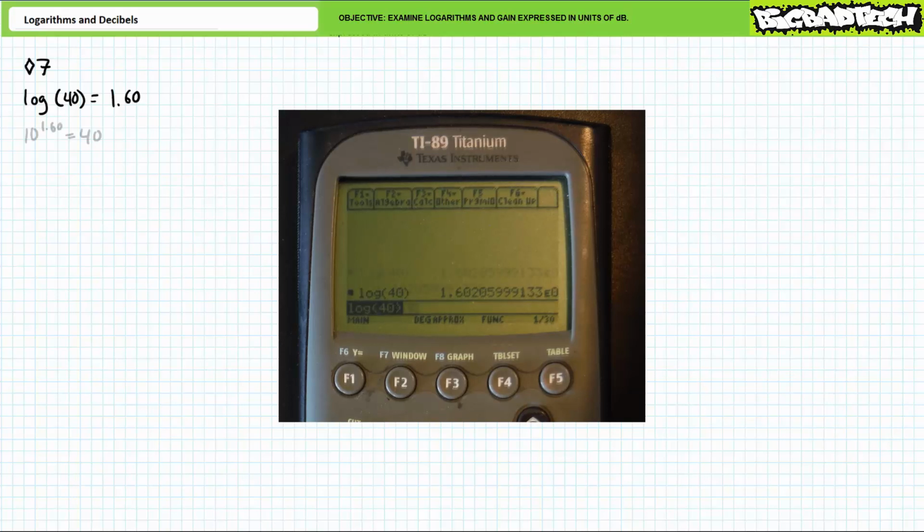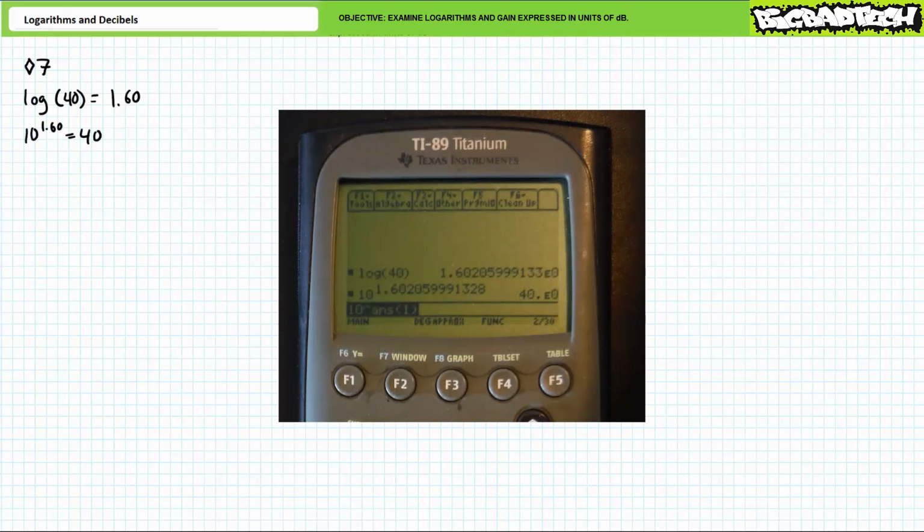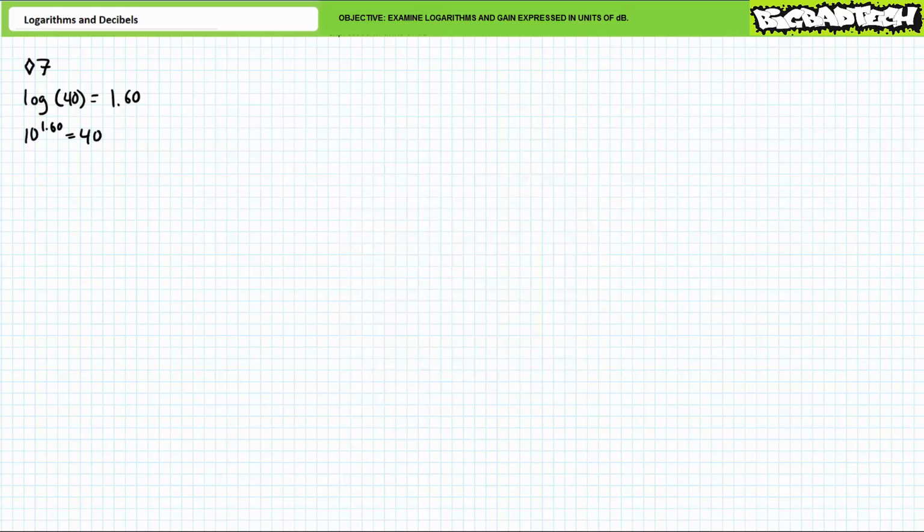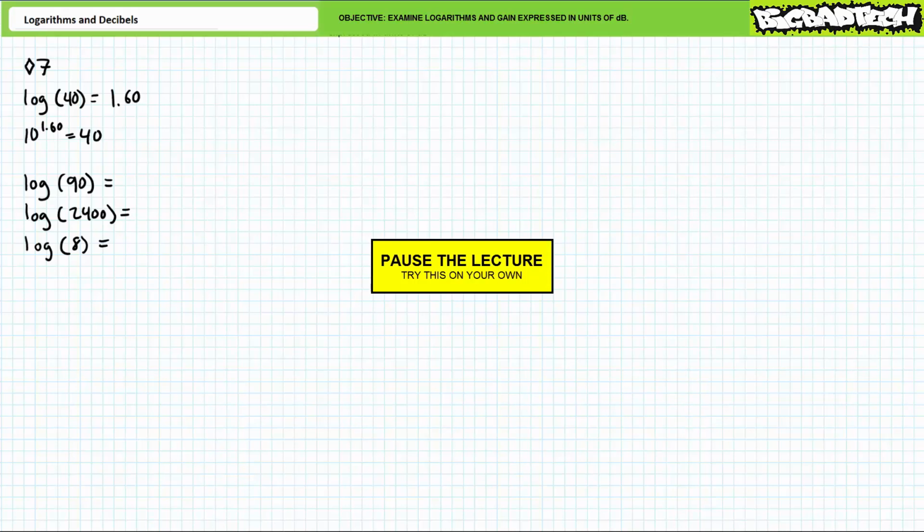Let's check our work. 10 raised to the power of 1.6 is indeed 40. Oh my gosh, it works. Your turn. Try these example problems on for size. Log of 90, log of 2,400, and log of 8. By all means, pause the lecture and try this on your own.